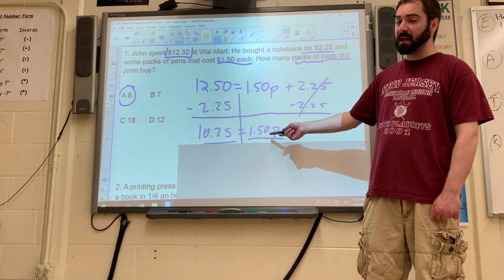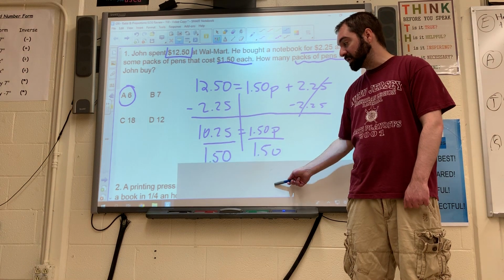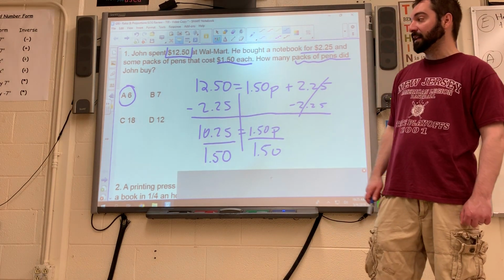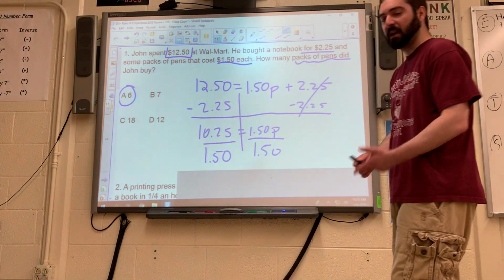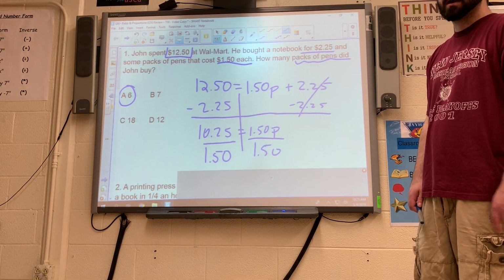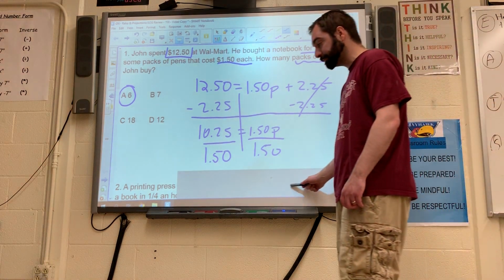But I know how much one pen is, and I want to see how many pens he bought. So $10.25 divided by $1.50, we'd find out that he bought approximately 6 pens. You end up getting a decimal answer, but he didn't have enough money for 7, so 6 point something. We need to round that down because he has enough money to buy 6. He did not have enough money to buy 7.